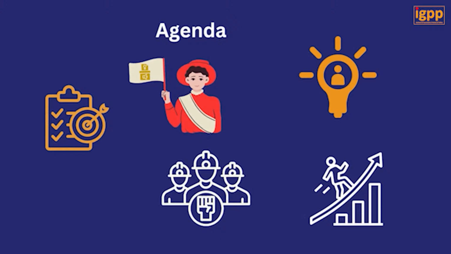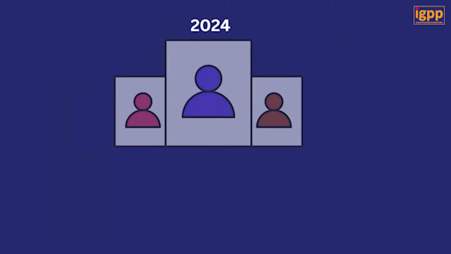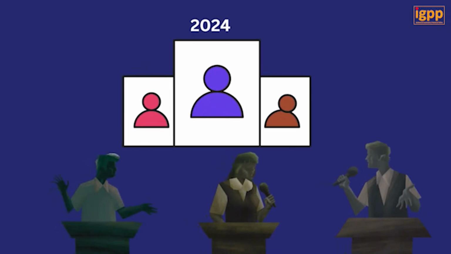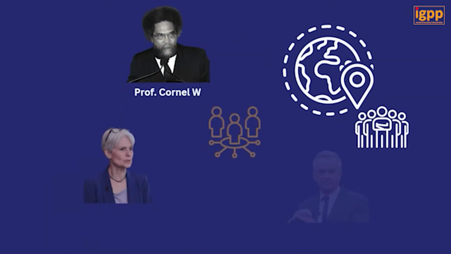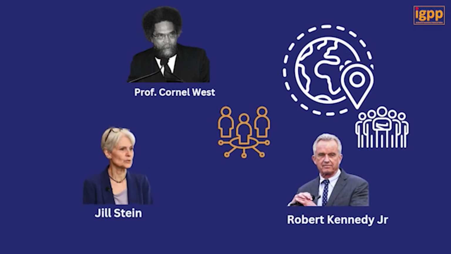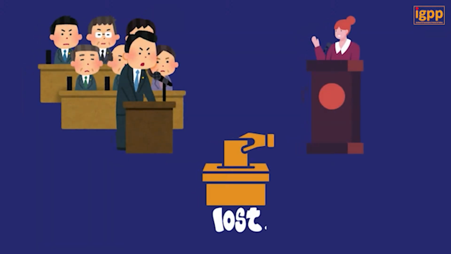American politics. In 2024, we have a very large set of third-party candidates, ranging from true independents like Professor Cornel West to established minor party candidates like Green Party stalwart Jill Stein to people on the periphery of the major parties such as former Democrat Robert Kennedy Jr. However, a third party or independent candidate has never won the presidential election in the US.